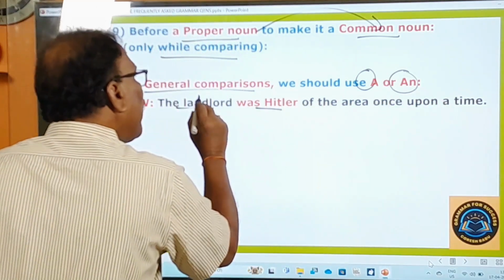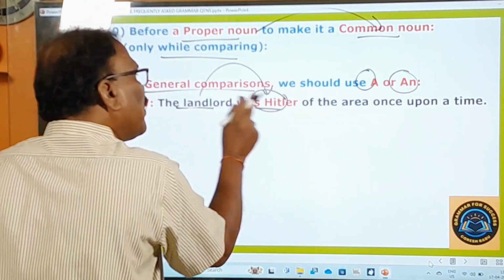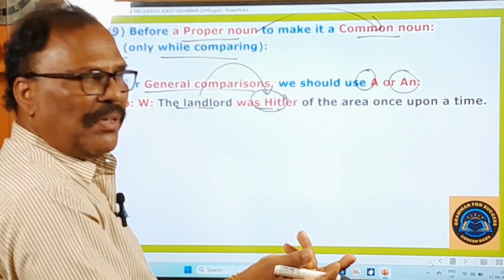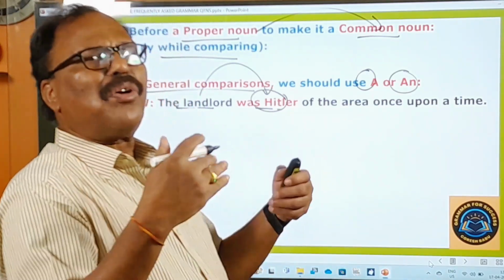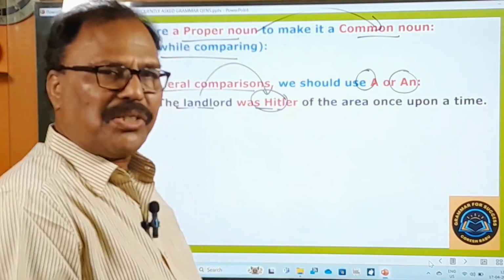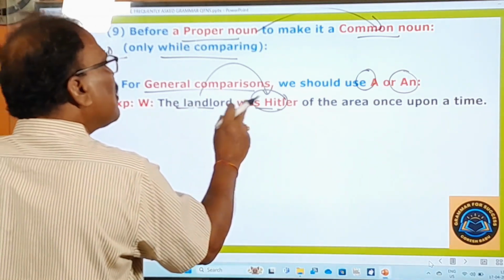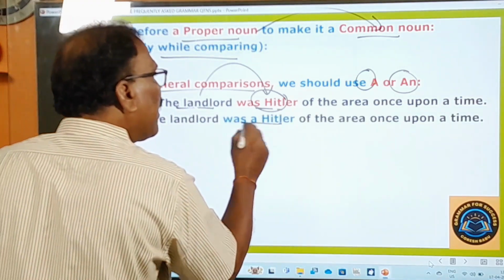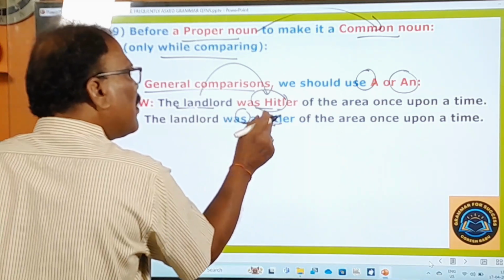Here you are comparing this landlord with Hitler, but when you are comparing this landlord with Hitler, it's a general comparison. Anybody can be a Hitler. Mr. X can be a Hitler, you can be a Hitler, I can be a Hitler. Hitler means one who is very cruel towards others, one who behaves like a dictator. So that is the meaning of this Hitler. And here "this landlord was Hitler" is wrong. What you have to say is "the landlord was a Hitler" because it's a general comparison. Therefore, you are using a before this Hitler.